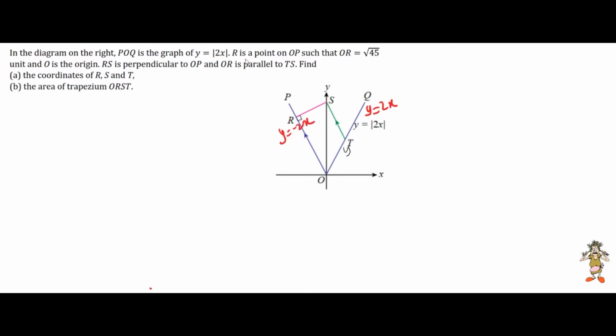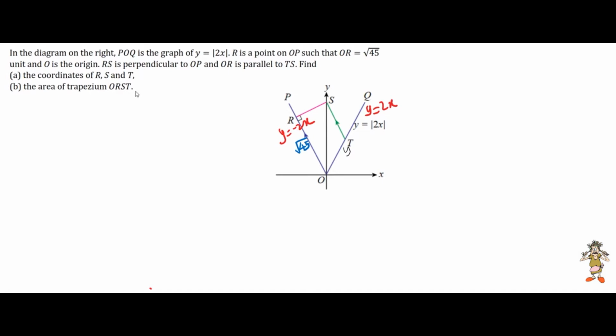Alright, so R is a point on OP such that OR equals square root of 45 units. O is the origin, here is the origin. RS is perpendicular to OP, and OR is parallel to TS. Find the coordinates of R, S and T, and the area of trapezium ORST. Okay, let's find the coordinate of R first.